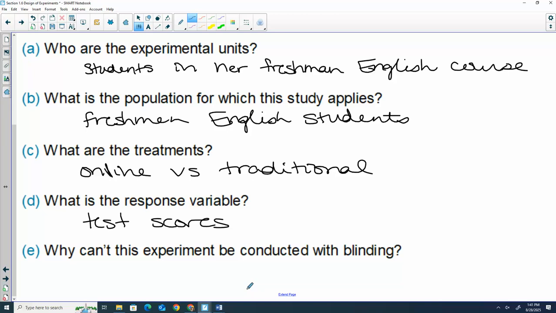Why can't this experiment be conducted with blinding? Yeah, the teacher needs to know which group you're a part of. Also, is it possible for you to be in class and not know if you're going to class or doing it online? No, you obviously as a student will know which way you're doing it, and the teacher has to know, are you coming to class or are you doing it online?